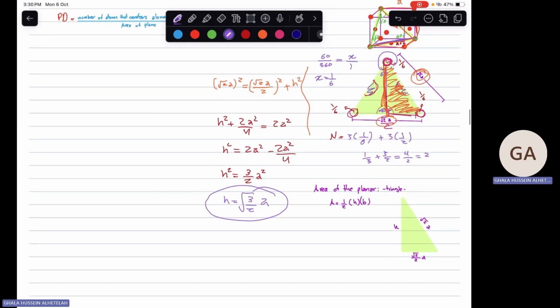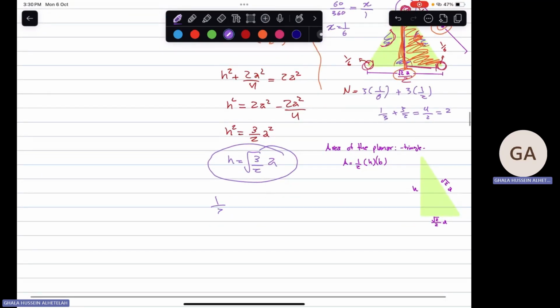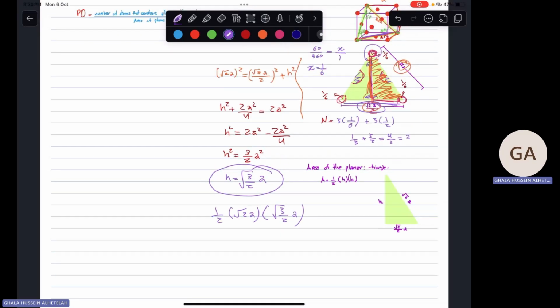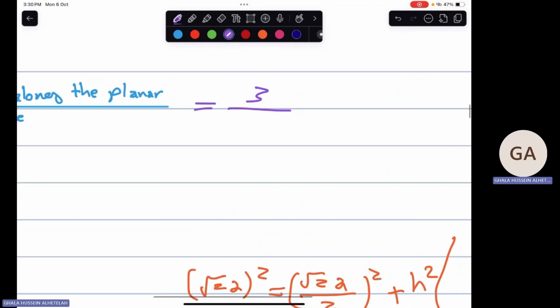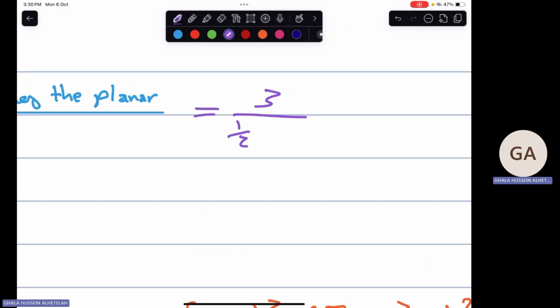The area of this triangle is going to be half multiplied by the base, which is square root of 2a, multiplied by the height, which is square root of 3 over 2a. Plugging into this equation, it is half multiplied by square root of 3 over 2, multiplied by a, multiplied by the base, which is square root of 2a.